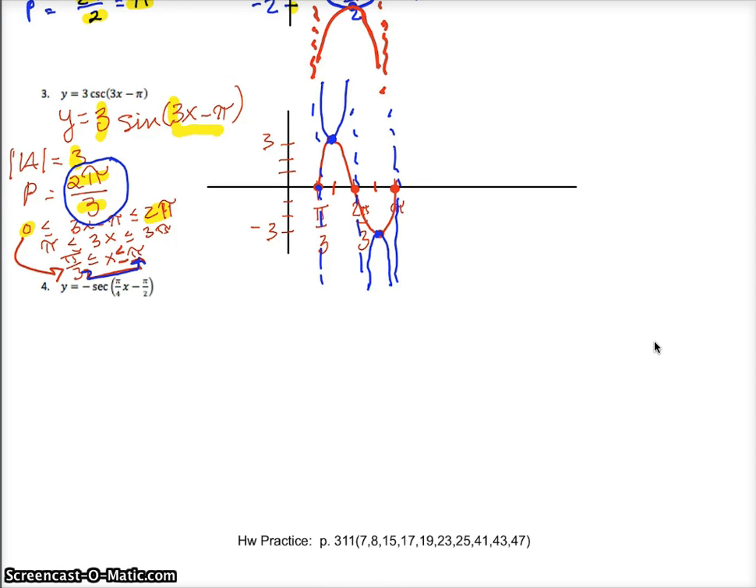Finally, number 4 is asking us to sketch secant. So please pause the screencast and find the information for its reciprocal function, y equals negative cosine of pi over 4 x minus pi over 2. So find that information, sketch the cosine, and then turn back on to check.